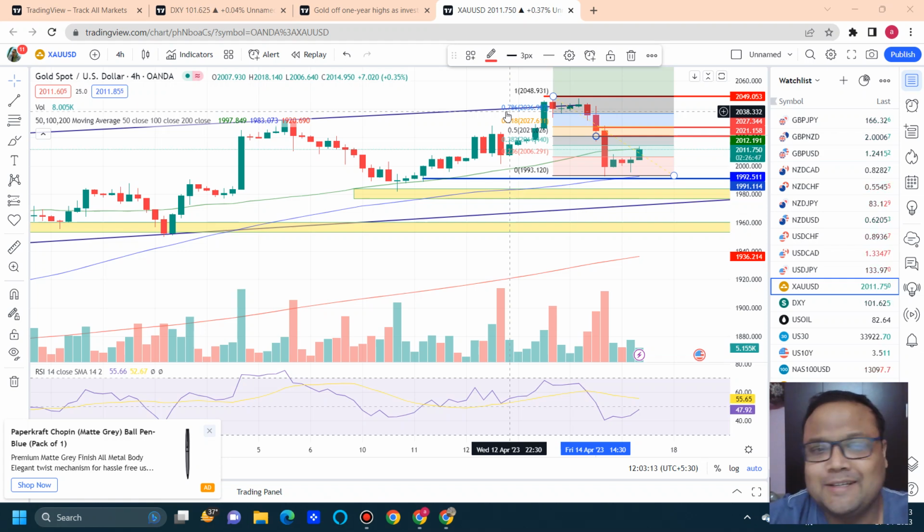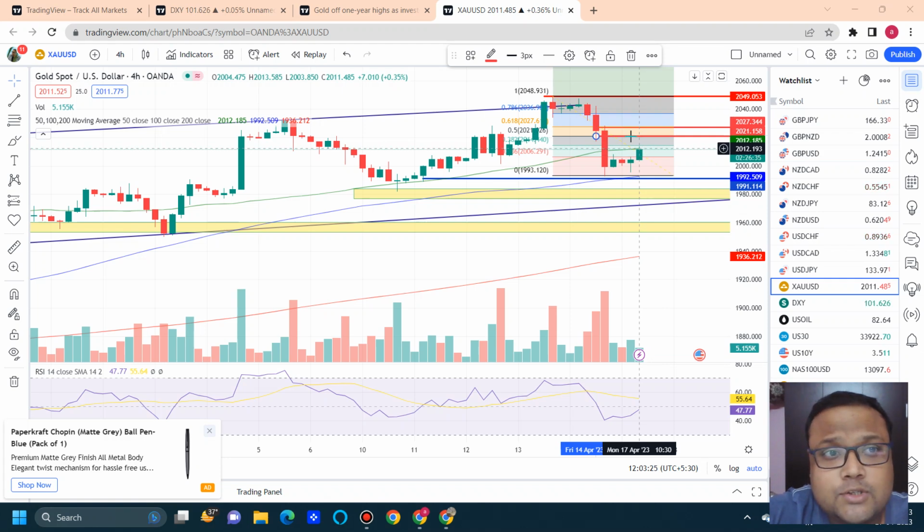So let's get started. My dear friends, the market is open and we can see that gold is trying to recover right after the market opening. Right now, gold is standing at 2011. This is the current market price of gold.